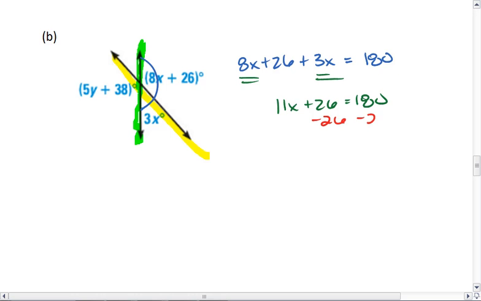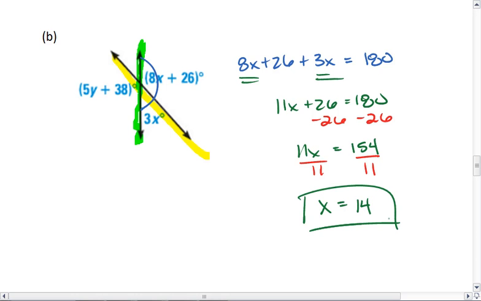Subtract 26 from both sides. We get 11x equals 154. We can then divide by 11, and we get that x is 154 divided by 11, which for those of you who are really good with mental math, you'll know what that is off the top of your head. If you need a calculator, that's okay too. You should end up with x equals 14.